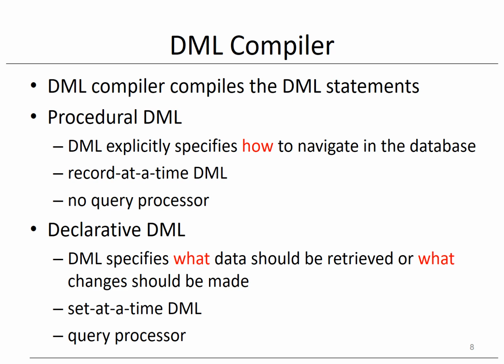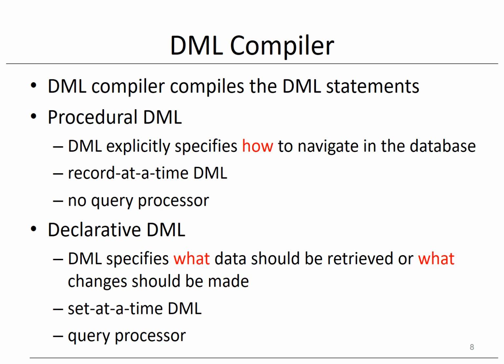Declarative DML is a more efficient implementation. Here, the DML statements specify what data should be retrieved or what changes should be made rather than how this should be done. The DBMS then autonomously determines the physical execution in terms of access path and navigational strategy using a query processor. In other words, the DBMS hides the implementation details from the application developer, which facilitates the development of database applications.